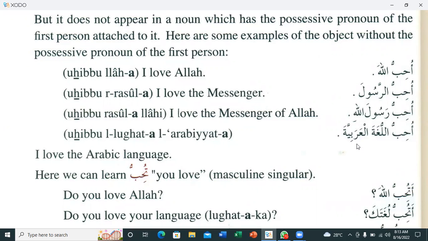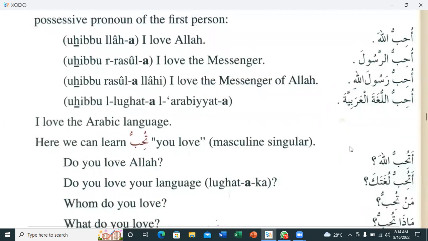Ma'am, in this third example, which one is this? Allah is mudaf ilayhi. Uhibbu is fail, ana is fail, and rasula is mudaf, Allahi is mudaf ilayhi. Mudaf and mudaf ilayhi join, then this is object, maf'ul. Can you spell it, ma'am? Maf'ul. Meem, fa, ain, waw, lam. Maf'ul. In English, object.